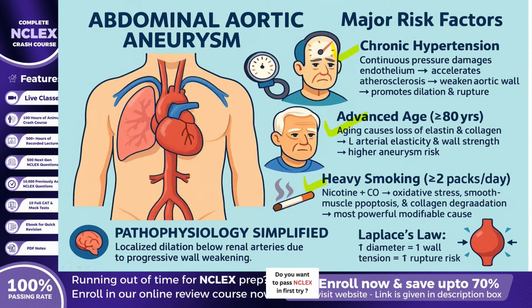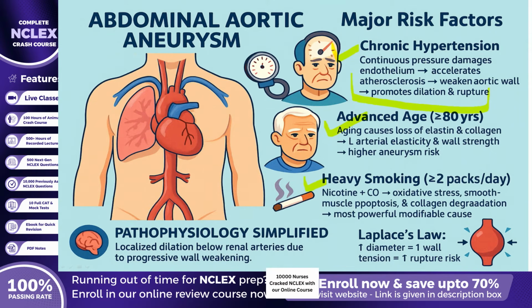An abdominal aortic aneurysm is a localized dilation of the abdominal aorta that results from progressive weakening of the arterial wall. It most often occurs below the renal arteries and above the iliac bifurcation. The underlying pathophysiology centers on the loss of elastin and collagen fibers within the vessel's media and adventitia layers, which leads to decreased wall strength.